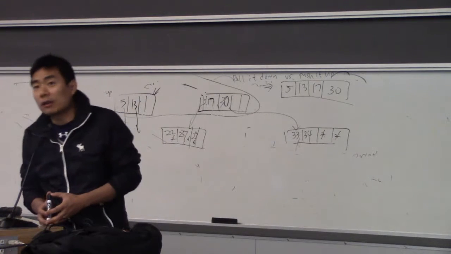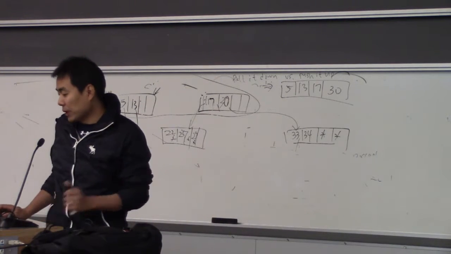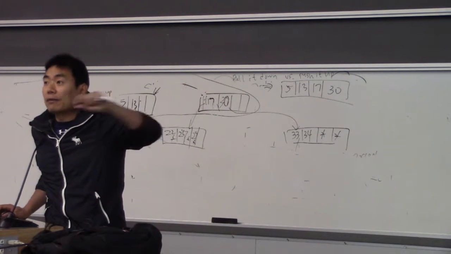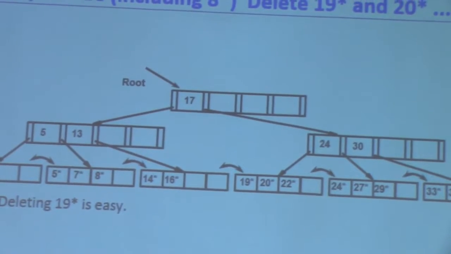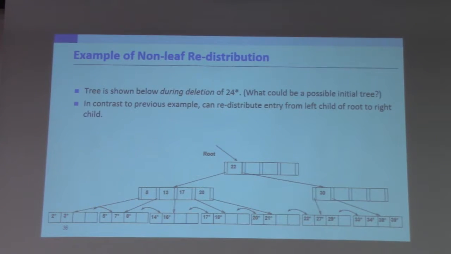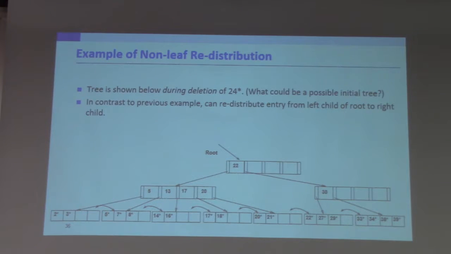Now I give you another example, of non-leaf level redistribution, because we have seen from the previous example how we do leaf level redistribution in a deletion operation, but we haven't seen an example where we do redistribution of keys in a non-leaf level. Here is my example. Suppose I have a tree like this. I will delete 24.